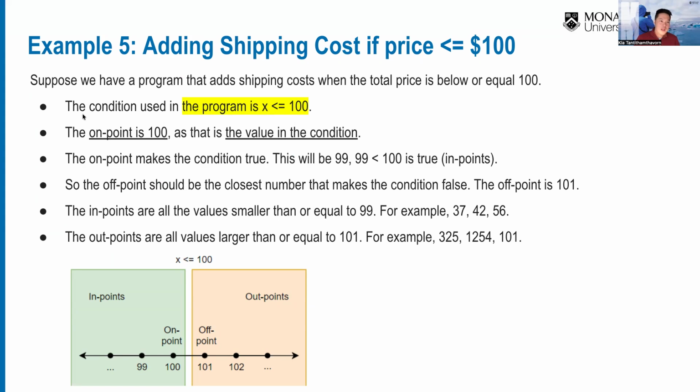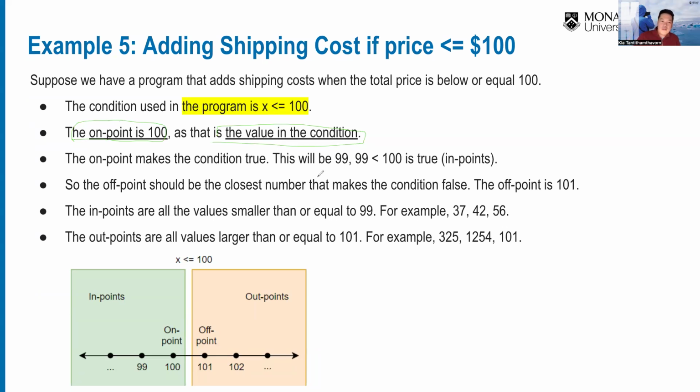So what is the condition here? The condition used in the if statement is that x is less than or equal to 100. The on point that we are talking about here is 100. By definition, the on point is the value in the condition, and the on point makes the condition true, because anything less than or equal to 100 will be true, otherwise false.